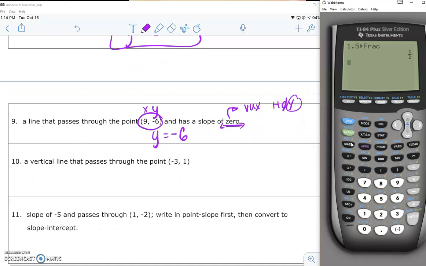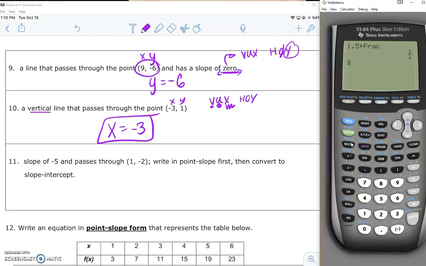A vertical line that passes through the point negative 3, 1. So again, okay, vertical, I'm thinking that acronym, BUSH HOY. Vertical has a slope of undefined, and it is an x equals equation. So x equals, from my ordered pair, x is equal to negative 3.